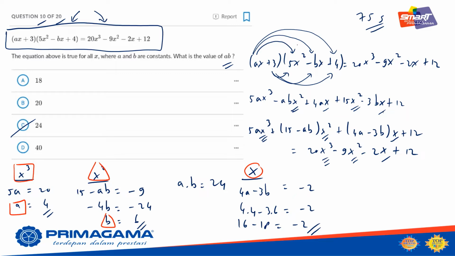Actually, we can answer this question without working out the full equation over here. We just have to match the coefficient of x³, the coefficient of x², and the coefficient of x. So with this knowledge, let's try to retake the question with the fast way, or what we call the Magasing.